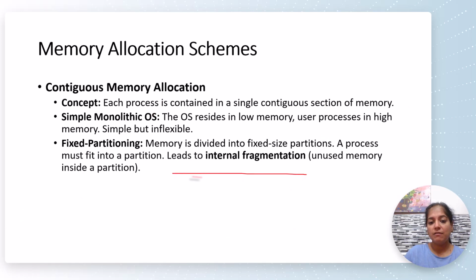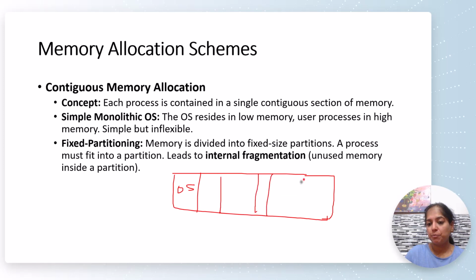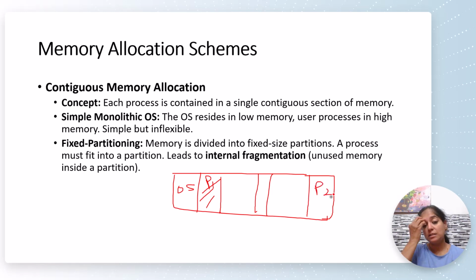For example, if this is our memory, in some part there will be the operating system, then we create some partitions of memory and a whole process is loaded in a single partition. Like process P1 is here, process P2 is here, and so on. This is called contiguous memory. That whole program takes a single contiguous memory block.